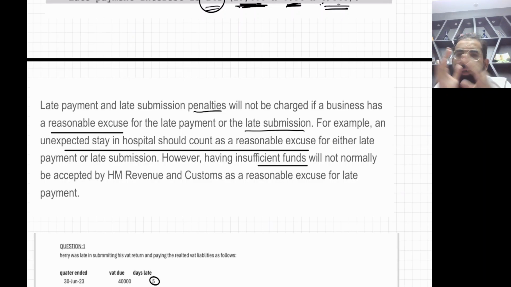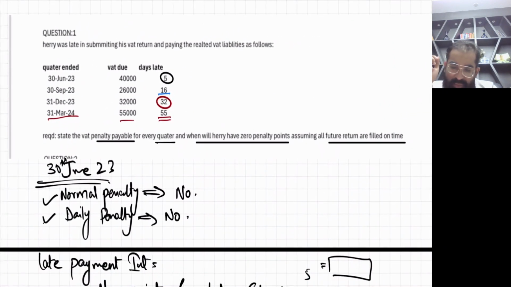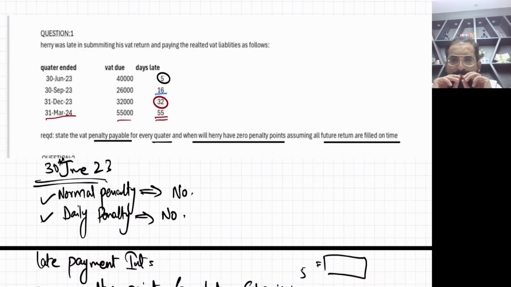So this is not a legitimate argument. Okay, right? Now, this is my question. I have made this question. I would request you, same as before, exactly the same as before, to pause the screen and write your solution for all these 4 quarters.